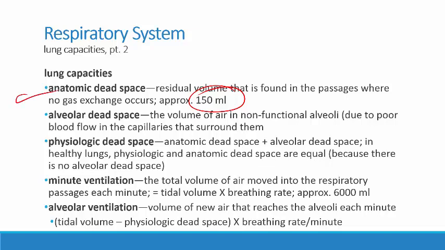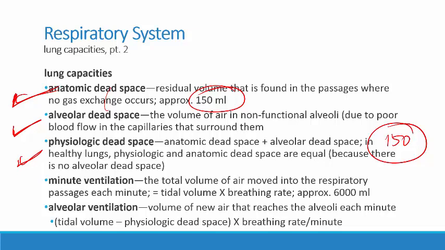So we have anatomic dead space. That's the amount of air in the areas where no gas exchange is occurring. Alveolar dead space is the volume of air that is in alveoli that don't work. And then there is physiologic dead space, which is summing these two together. So 150 plus whatever volume of alveolar dead space there is. So in a healthy person, physiologic dead space is just 150 milliliters because there is no alveolar dead space.